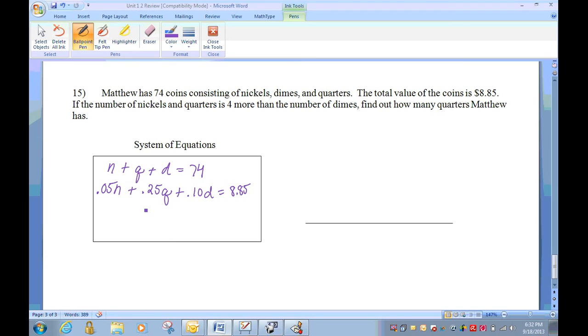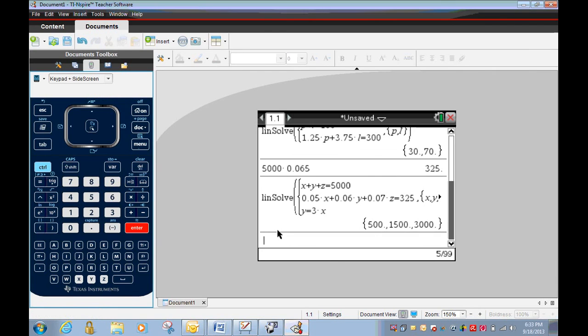And it says if the number of nickels and quarters is 4 more than the number of dimes, find out how many quarters Matthew has. Okay, so the nickels plus the quarters has to equal the dimes plus 4, because there's 4 more of the combined total of nickels and quarters than dimes. Alrighty, let's go to our calculator again.